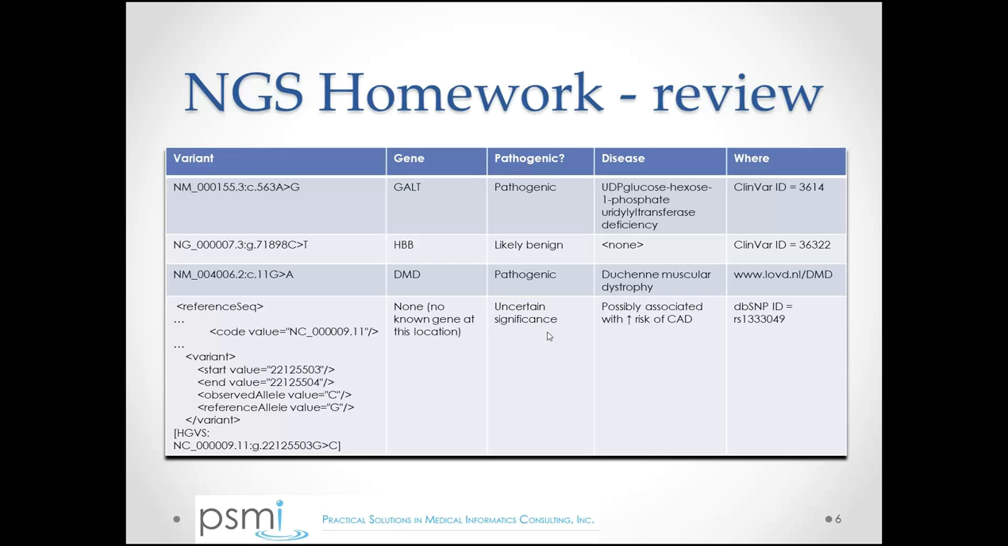So everyone got full credit for this one, but I called it uncertain significance because, at least from what I could find, we don't really have a good way of labeling a variant with respect to pathogenicity when it's an at-risk allele as opposed to an allele that's responsible for a Mendelian disorder.